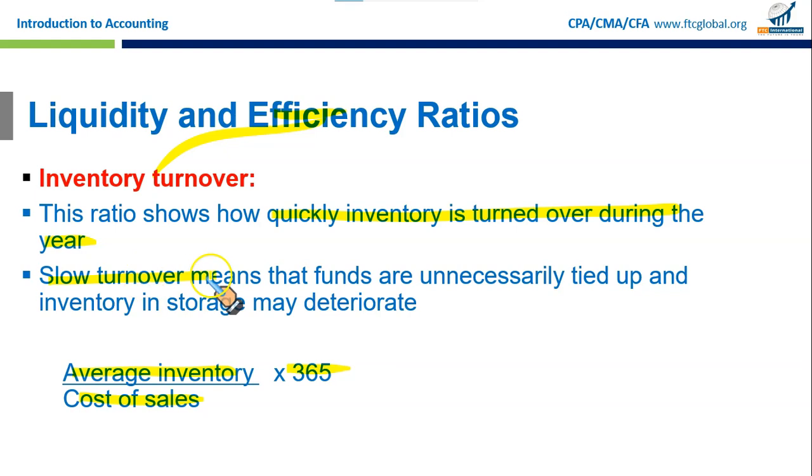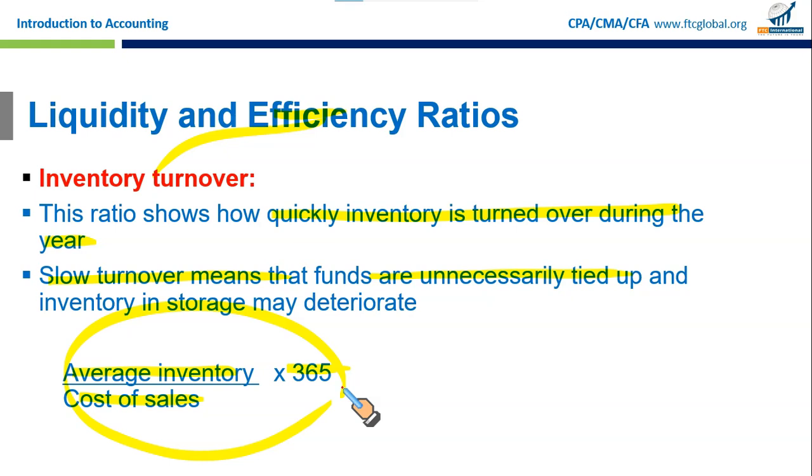So a slow turnover means that the business funds are unnecessarily tied up in inventory, and it may result in many losses related to inventory storage, insurance, pilferage, deterioration, inventory getting outdated, and so forth. So it calculates after how many days your inventory turns or is sold to customers. The lower the better. You frequently sell your inventory and it converts to cost of sales against your sales and generates profit.